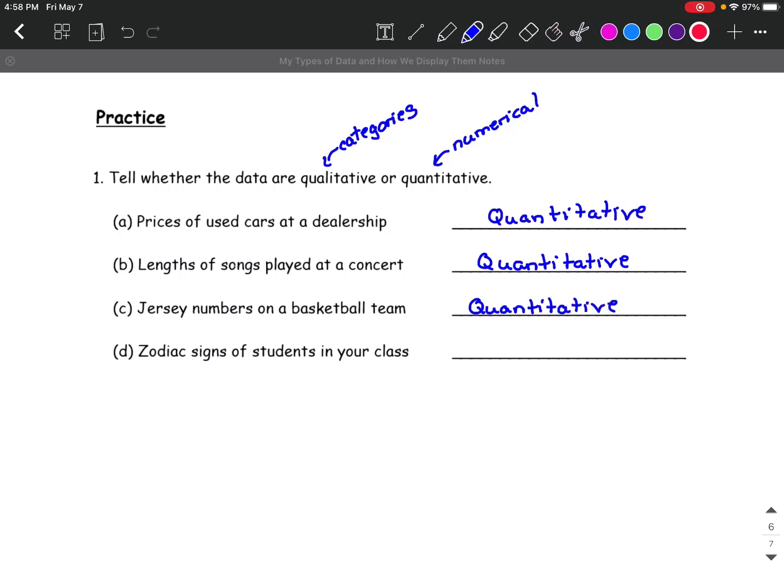And zodiac signs of students in your class. Now, zodiac signs, now you're talking Scorpio, Gemini, Aries. Those are not numbers, those are categories. So that we would say is categorical or qualitative.